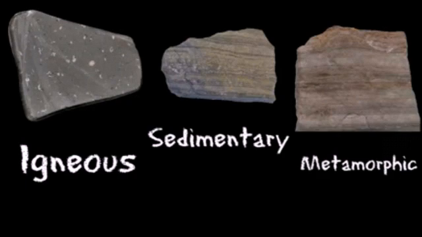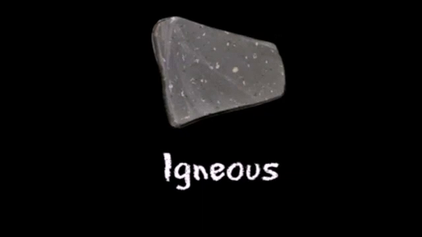The first one is igneous rocks. They are also called primary rocks because they are formed first. The word igneous is derived from the Latin word ignis, which means fire. These rocks are formed by the cooling and solidification of hot lava and magma. Solidification का मतलब होता है to convert into solid.